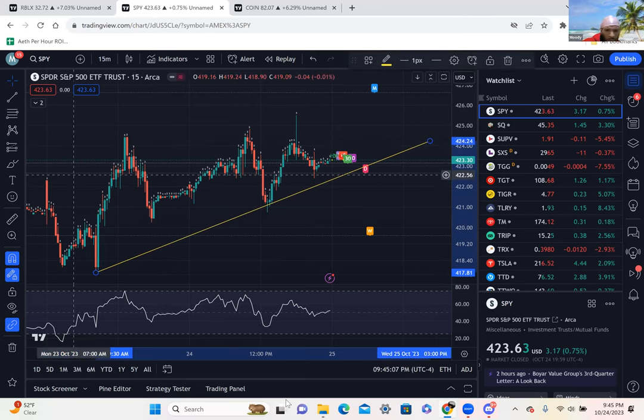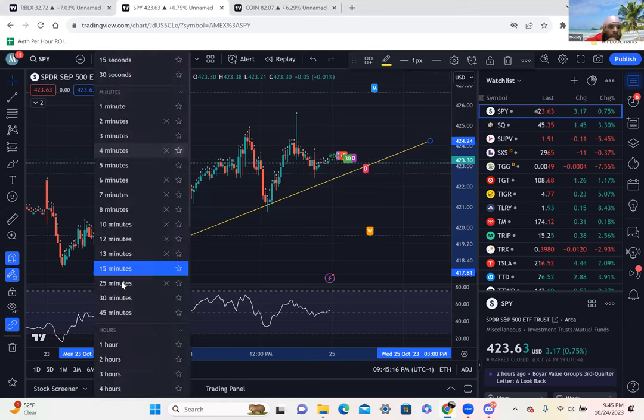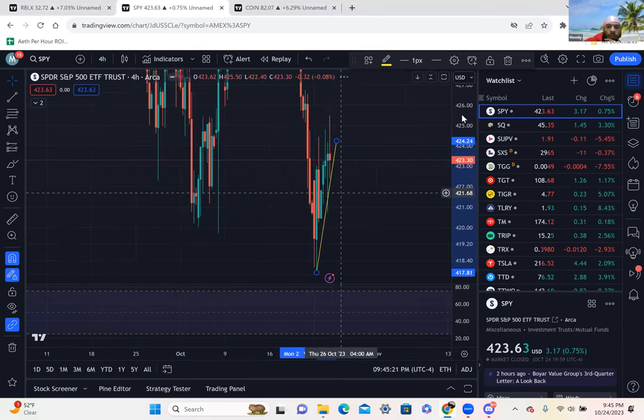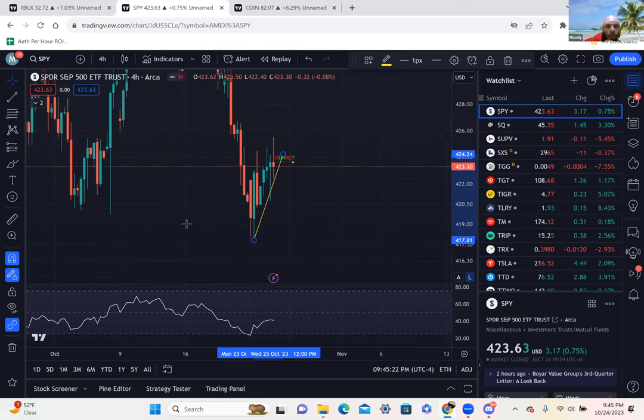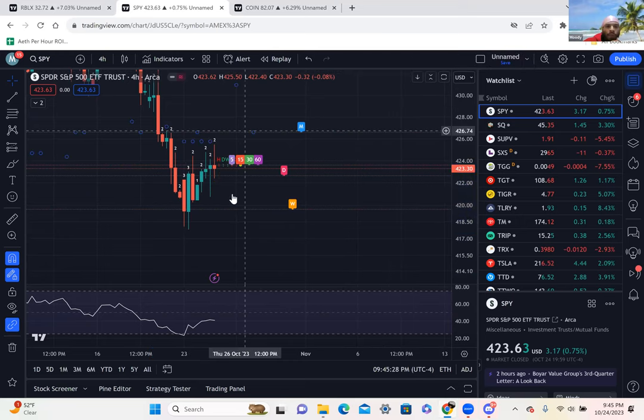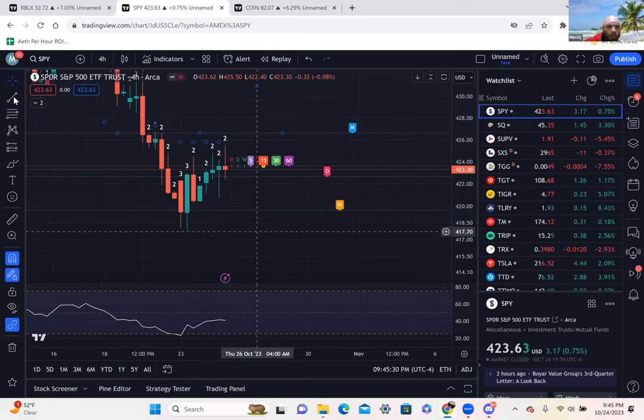Question though, hold on, I got sidetracked. Okay. So let's say I drew it on a 15 and I go to like a 4. That's what I mean. You don't want to go smaller to bigger. You want to go bigger to smaller. And you can always fix it if you need to on a smaller time frame, right?